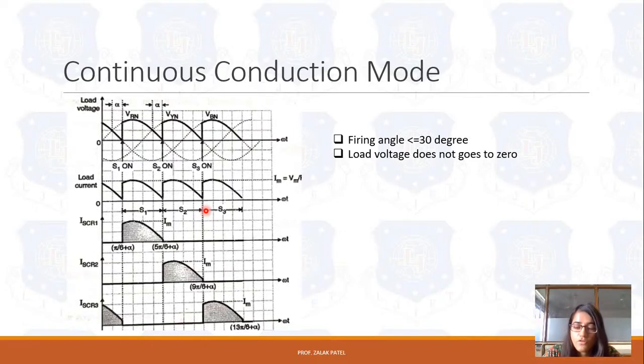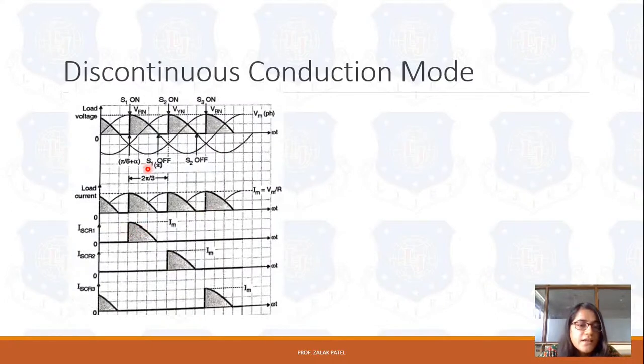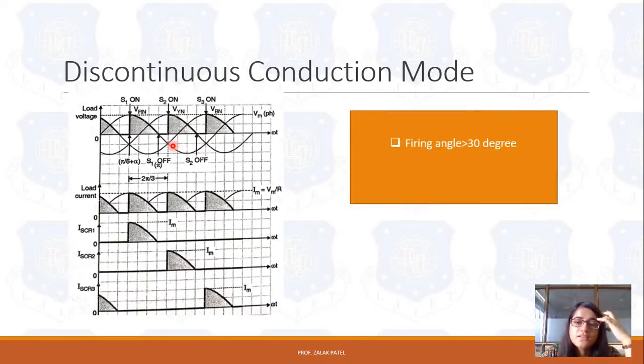Now let's see the waveforms for discontinuous conduction mode. Here you can see that the voltage will go to 0 again. Then SCR2 will start conducting. After SCR2 stops, it goes to 0, and then SCR3 will start conducting. So in the discontinuous mode, the difference is that the SCR cycle will go to 0. That's why load voltage will go to 0 at some point, and after some time interval the other SCR will start conducting. So in this case we can say that the firing angle is greater than 30 degree.